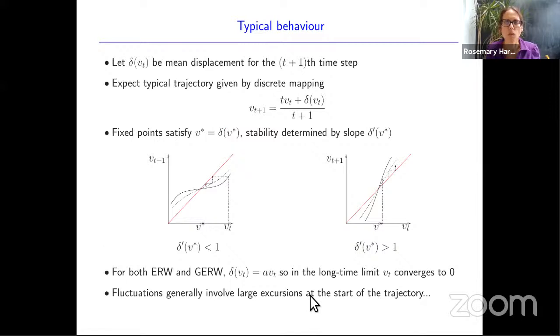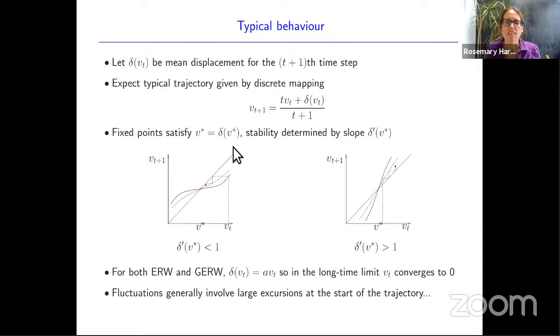Let's first of all think about the typical behavior. Let's consider a kind of conditional expectation that I'll call delta. That's the mean displacement for the t+1 time step, assuming we have velocity vt so far. Then you can see relatively straightforwardly that you expect mean typical trajectories to be given by the following discrete mapping: the velocity at time t+1 related to the velocity at time t and this delta function.